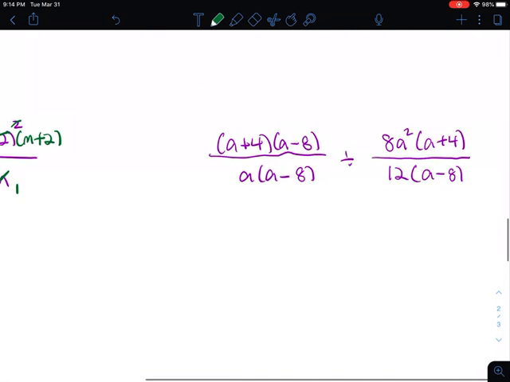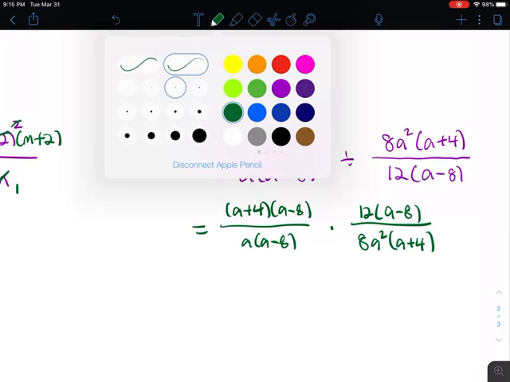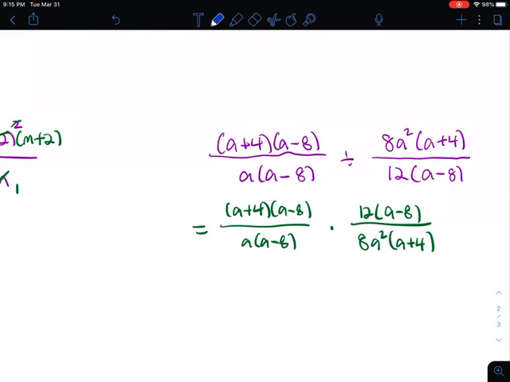All right, and then let's look at the last one. Again, this is going to be division. So I'm first going to rewrite this as multiplying by the reciprocal. So 12 over a minus 8 over 8a squared over a plus 4. Okay, now this looks pretty complicated, but again, the idea is going to be exactly the same. I'm going to first start with the numbers. So I see a 12 and an 8. I can divide those by 4, I think. So I get 3 and 2.